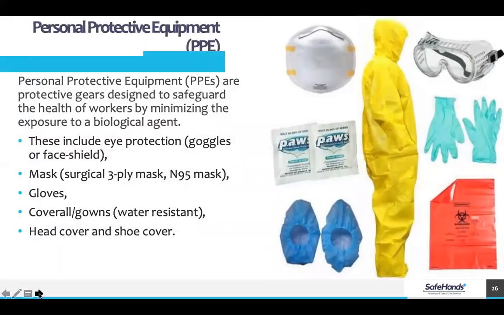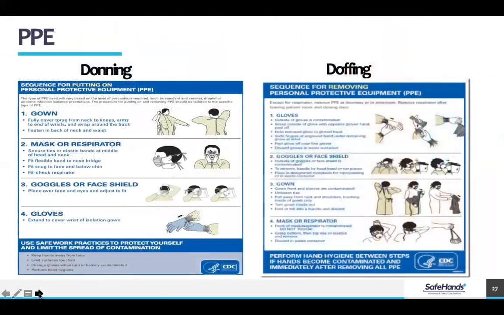These are the personal protective equipments. These include eye protection goggles, face mask, surgical triple layer mask, N95 mask, gloves, coverall gowns, water resistant, head cover and shoe cover. PPE donning and doffing steps: wearing a gown first, then a mask or respirator, followed by goggles and face shield, and the gloves.